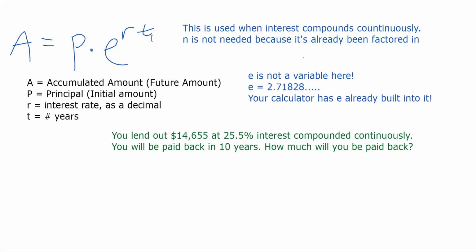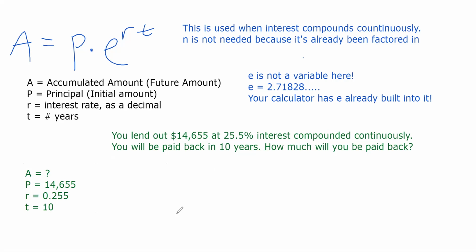Well, you're going to use this formula. We'll write out our variables real quick. A is going to be the future value, we don't know. P is going to be the principal on the loan, $14,655. R is going to be the interest rate expressed as a decimal. Make sure you don't do 0.0255. It's 0.255 because if you move it 2 places over, oops. And then finally, T is the number of years. It's going to be 10.